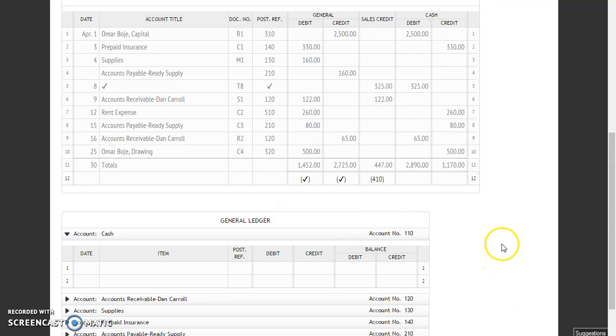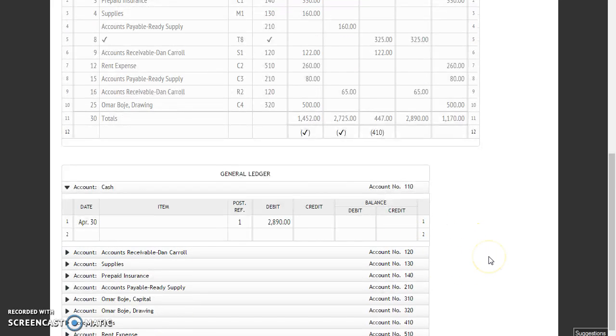Next, I'm going to open up cash. The first thing I'm going to do is a cash debit. My cash debit, again, I'm using that April 30th date, still working with page 1. My debit here is $2,890. Now, my cash normal balance is debit. So I know my balance is going to start off and go into that column. So I have a debit taking place, adding that to zero, $2,890. This is account number 110, 110 up top.